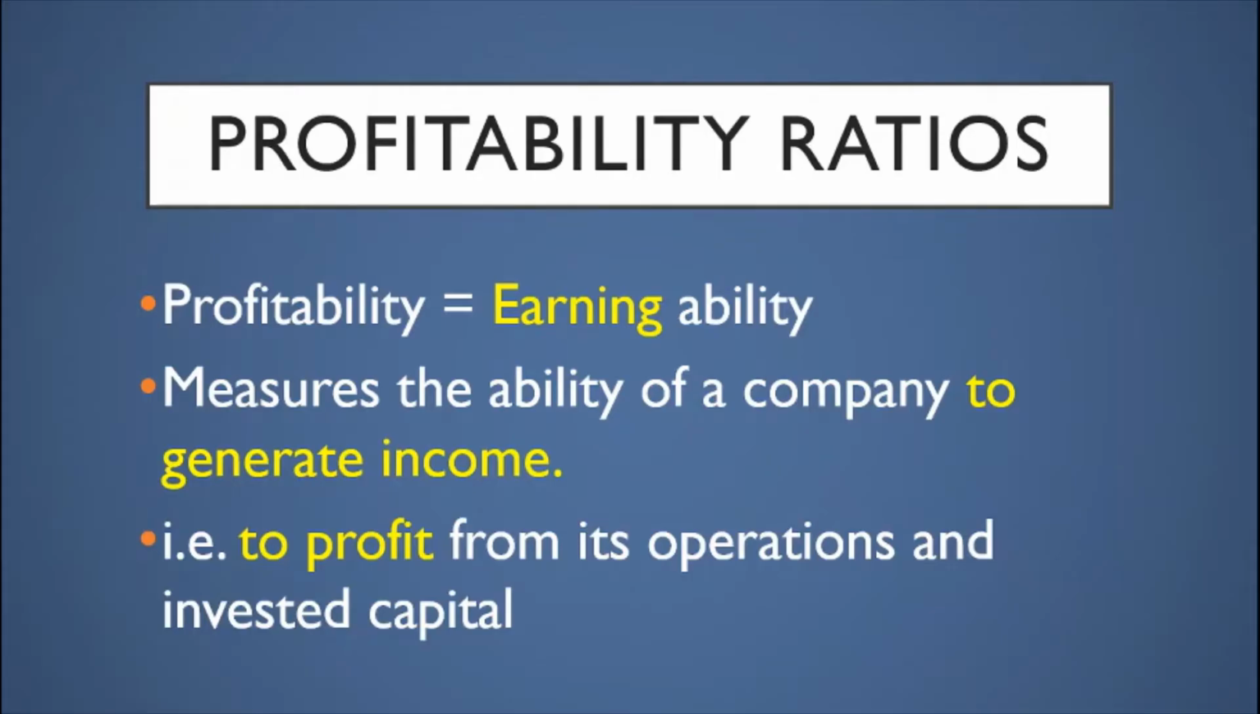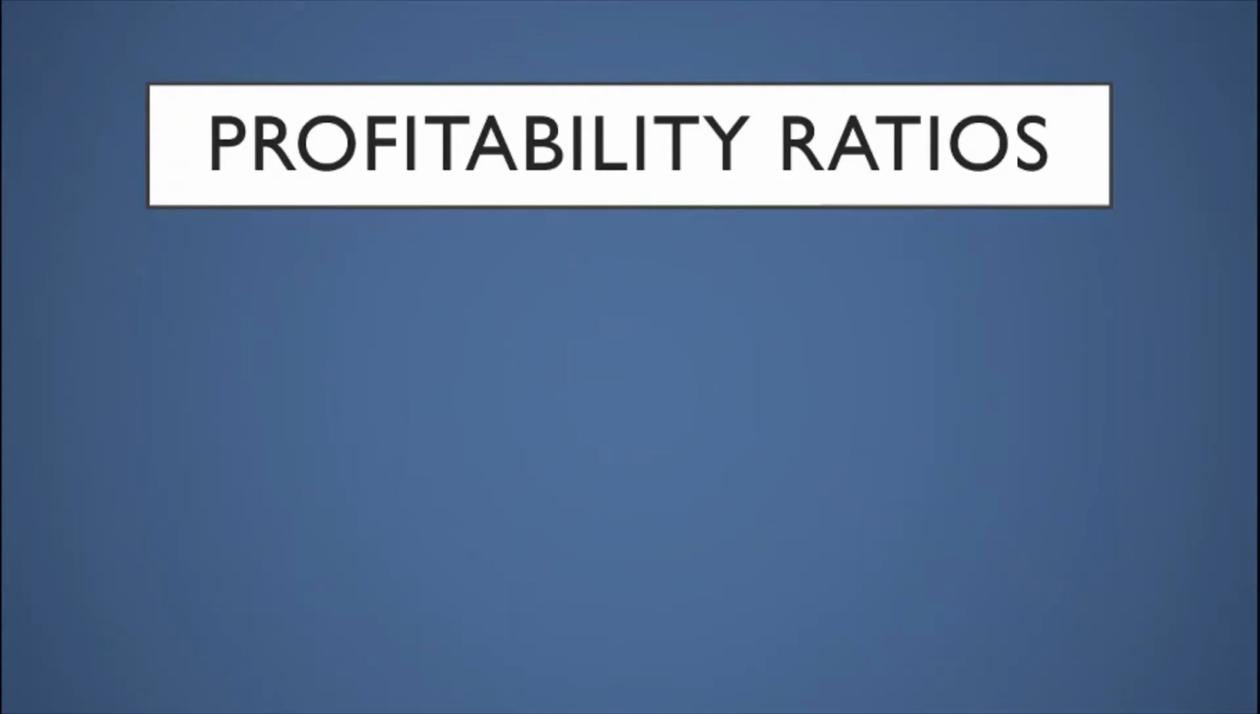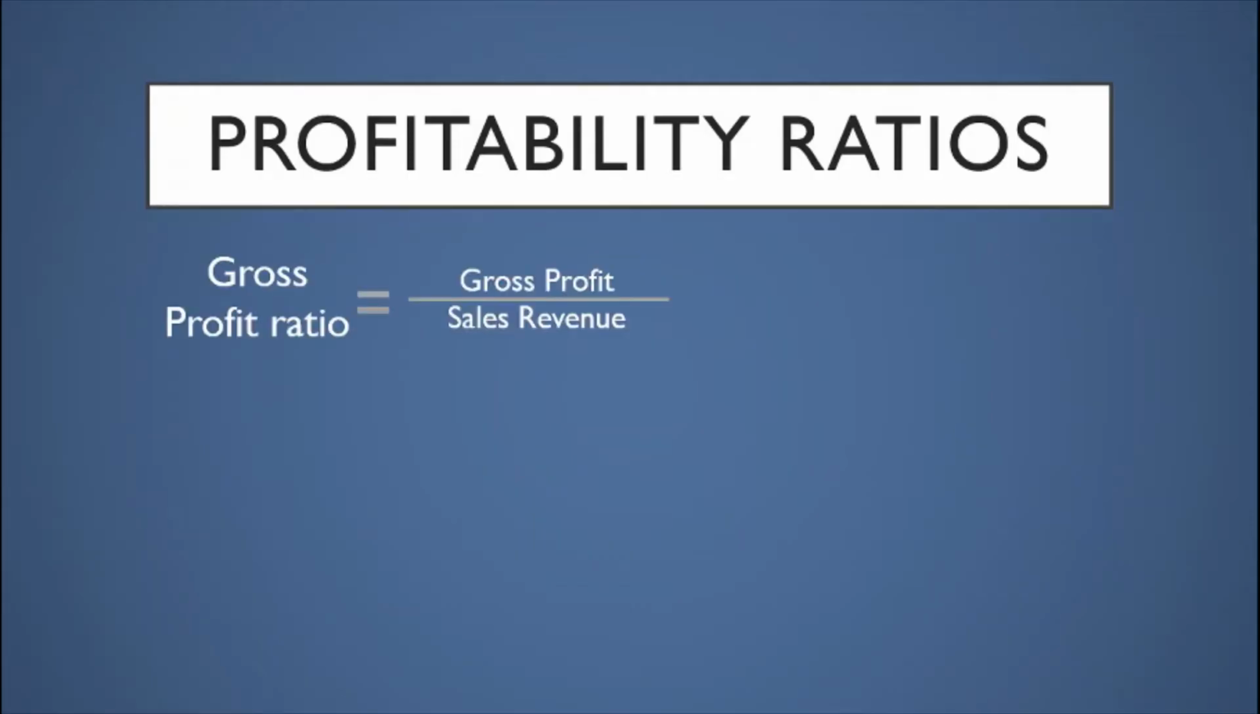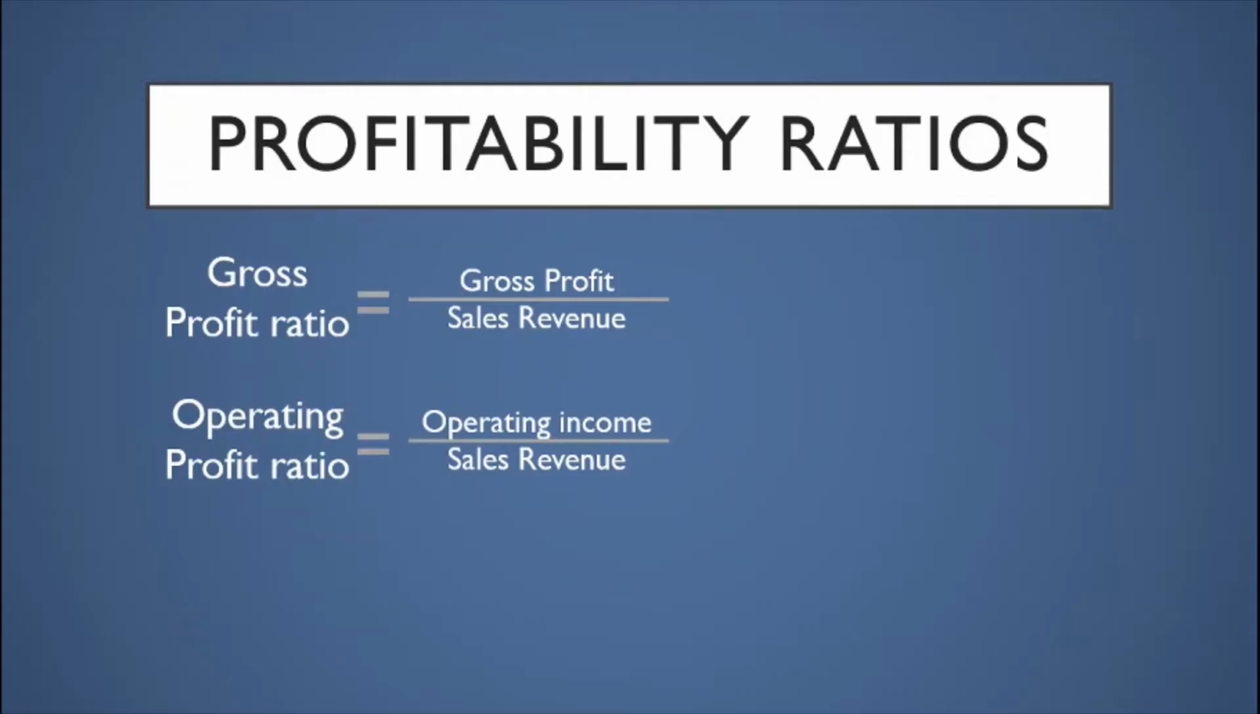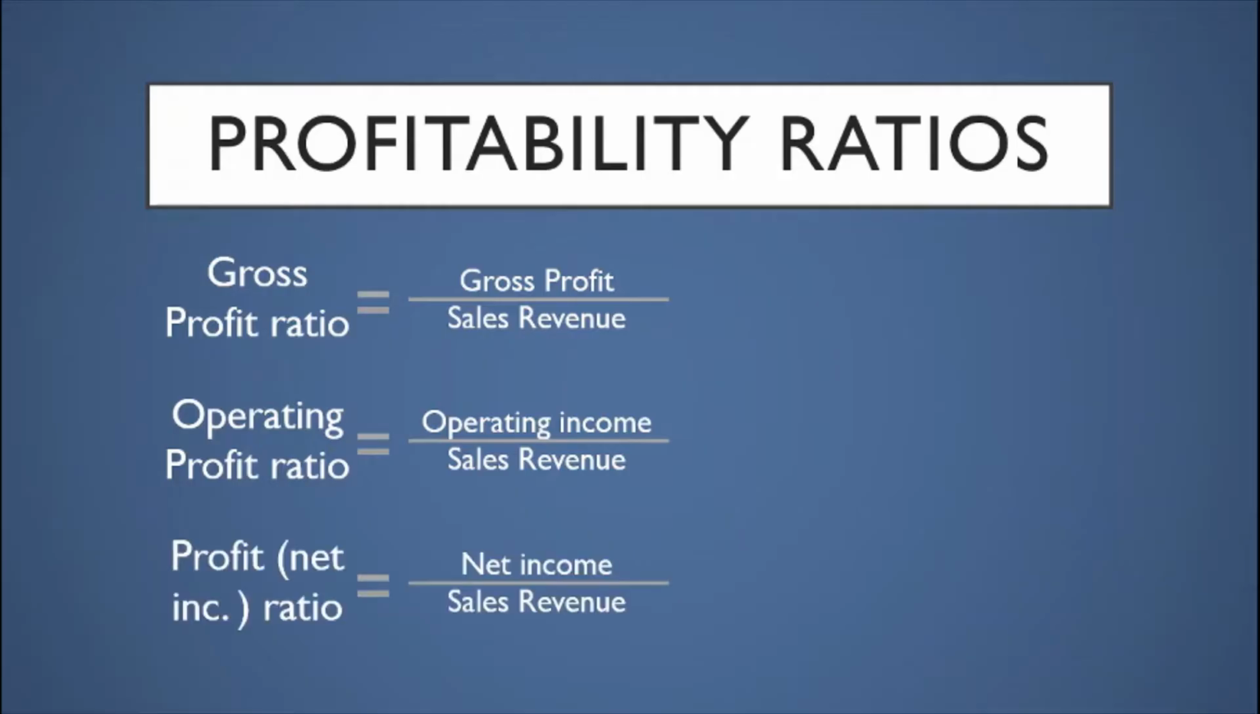There are different sets of profitability ratios. Let's go to the first set. This includes the following: gross profit ratio, calculated as gross profit over sales revenue; operating profit ratio, that is operating income over sales revenue; and profit or net income ratio, which is equal to net income over sales revenue.